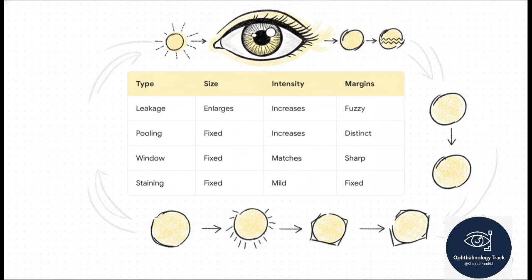So the crucial point here is this specific matrix. If you commit this to memory, you'll be able to instantly differentiate all 4 types on your next shift based entirely on how the bright spot behaves over time. You gotta ask yourself, does it change in size? Does it change in intensity? What do the margins actually look like? Keep this matrix in the back of your mind as we break each one of these down.